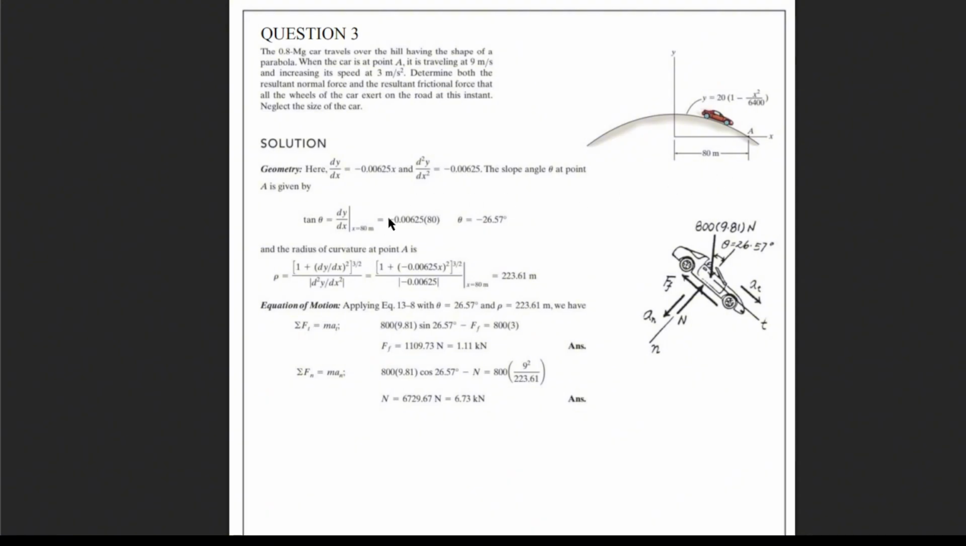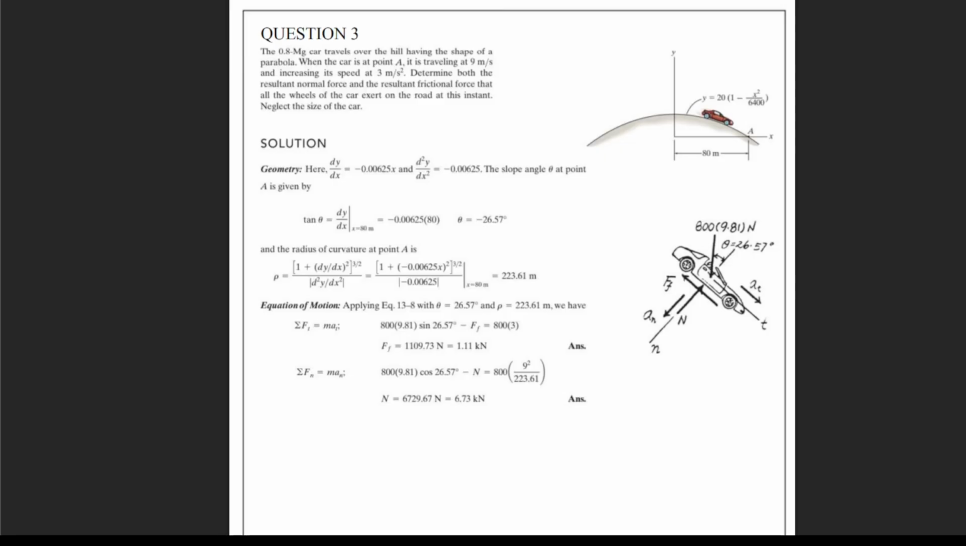We also need to find the angle of the slope with the formula. So we find that the angle equals negative 26.57 degrees. Next we apply Newton's second law, F equals ma, in two directions. The first direction is tangential, which is mg sine theta minus the friction equals ma.